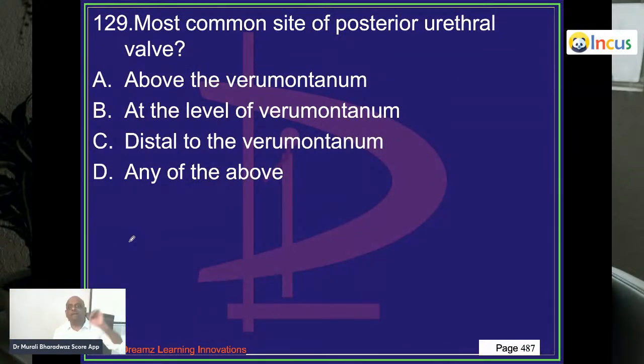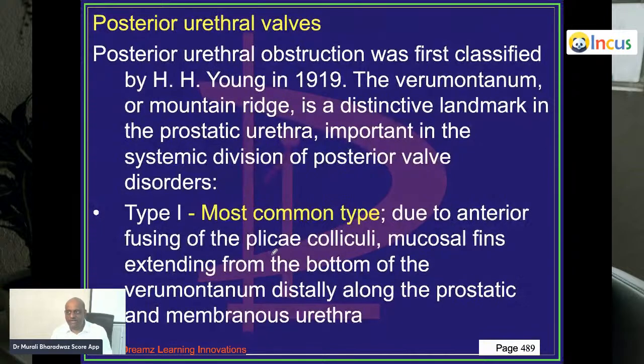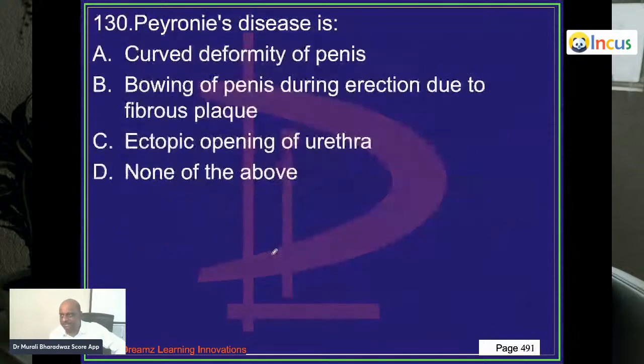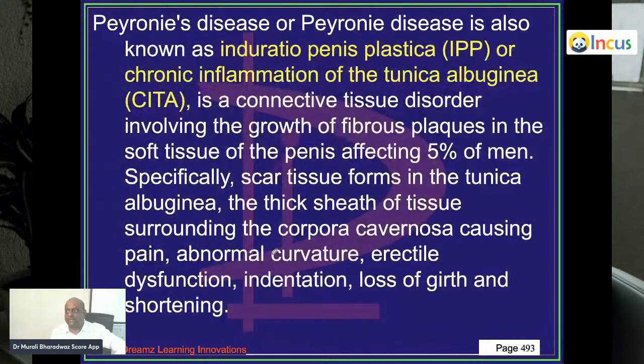So, renal TB, urinary frequency is the earliest symptom. Posterior urethral valve, most commonly will be distal to the verumontanum. The other day we discussed bulbar urethra, prostatic urethra, membranous urethra, all these things. Verumontanum comes there. Peyronie disease is the bowing of the penis during erection because of a fibrous plaque.